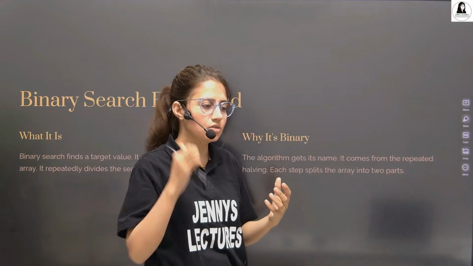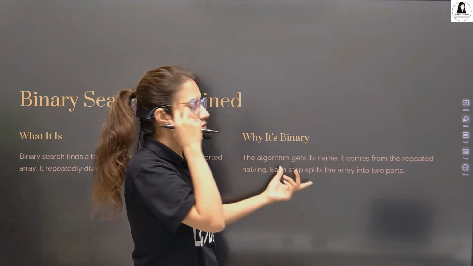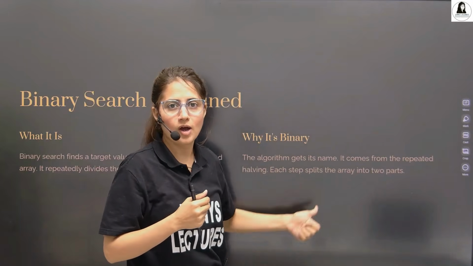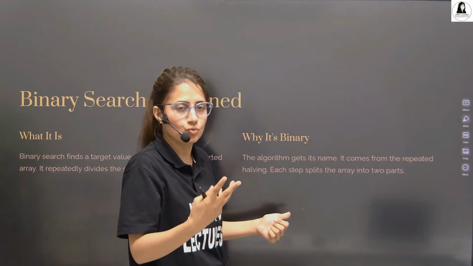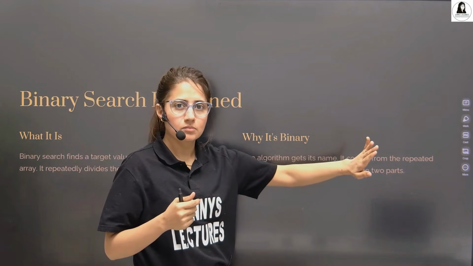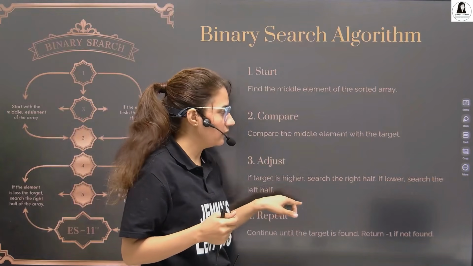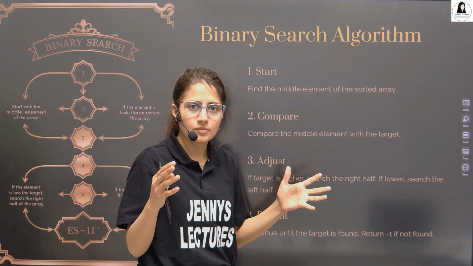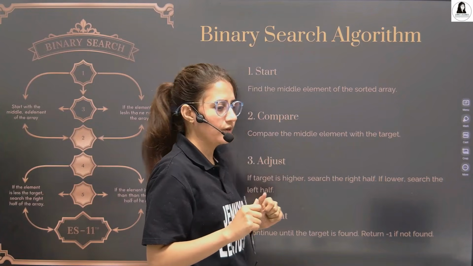So it is a searching algorithm. Why is it binary? As the name suggests, it divides the array into 2 halves. Binary means 2. We repeat the same process until we find the element or the search space is exhausted. What does that mean? I'll show you practically. Don't worry.